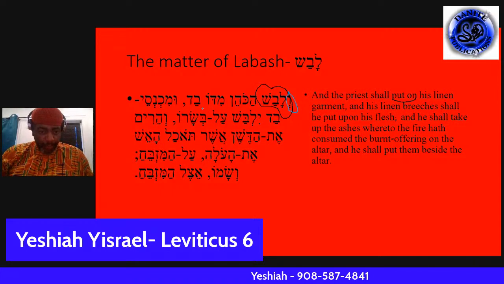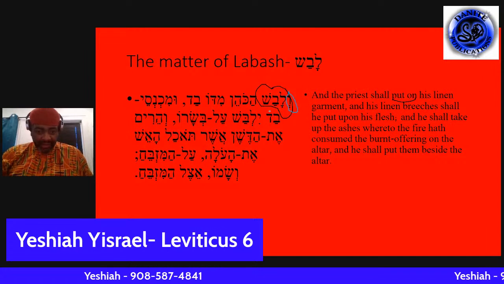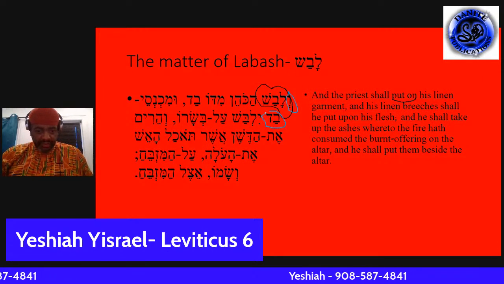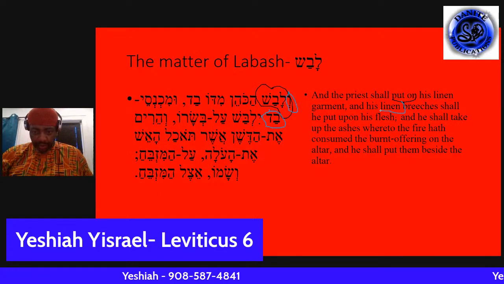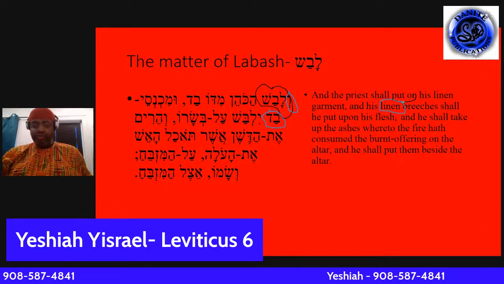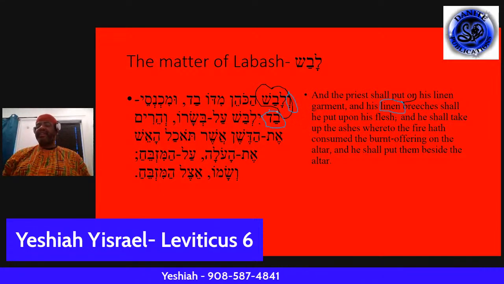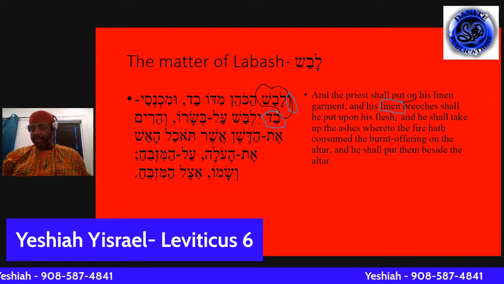Walabasha kohen mido bad. Umik nese bad. Now, the word bad, as we see here being circled in the blue, brothers and sisters, is the word linen, like the garment that is of linen, like the material itself. All right. So now you have it to where the priest would wear linen because it doesn't produce sweat. You see that also in Ezekiel 44, if I remember right.